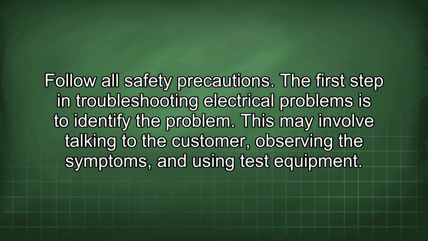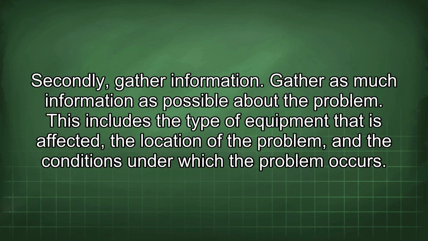Follow all safety precautions. The first step in troubleshooting electrical problems is to identify the problem. This may involve talking to the customer, observing the symptoms, and using test equipment. Secondly, gather information. Gather as much information as possible about the problem.